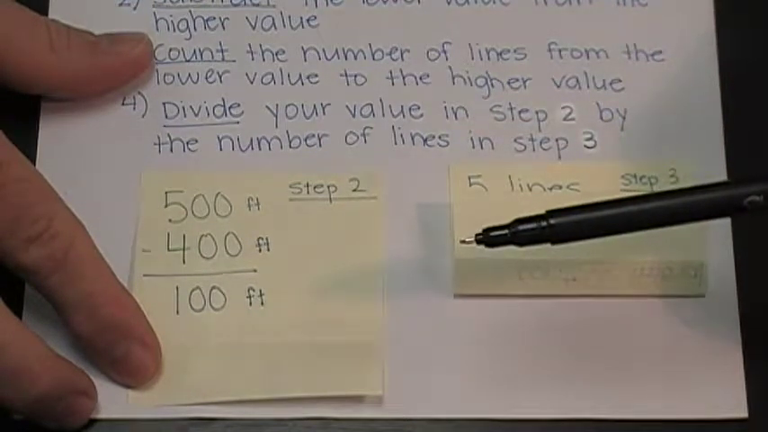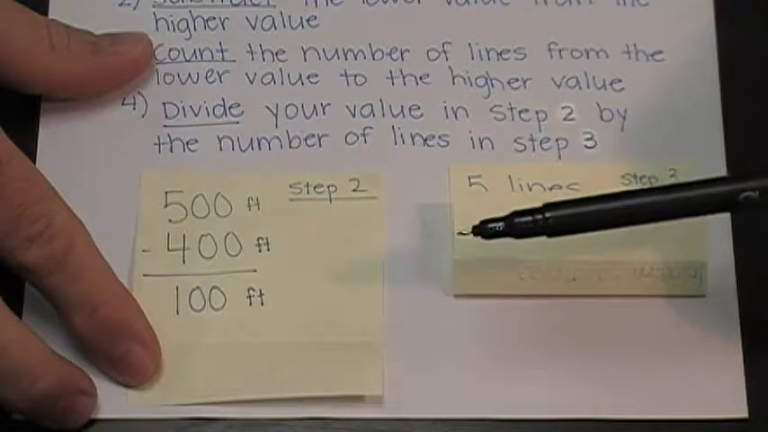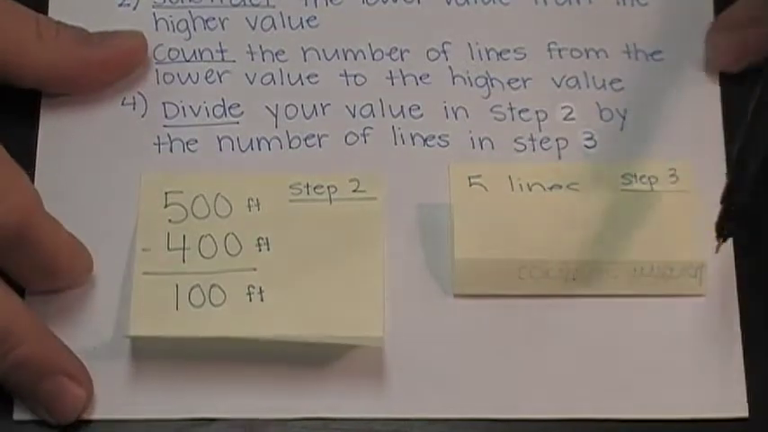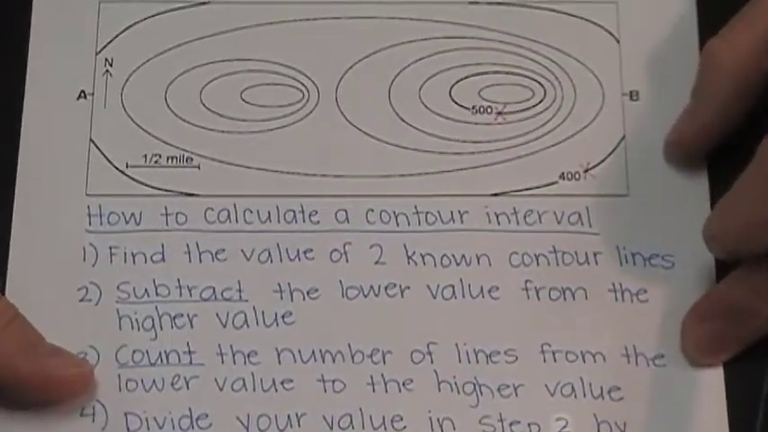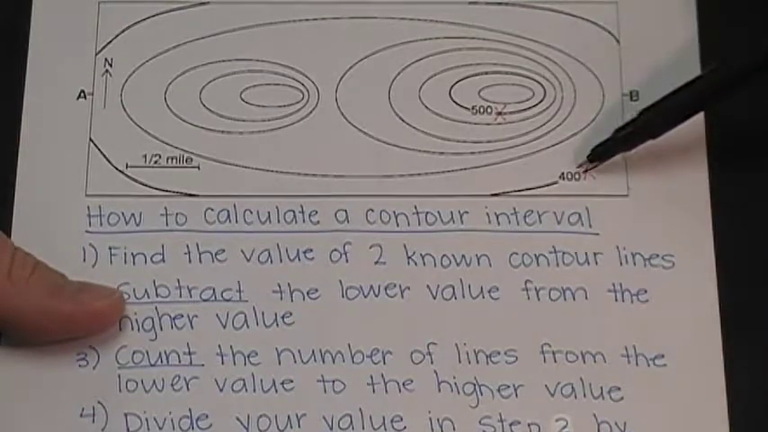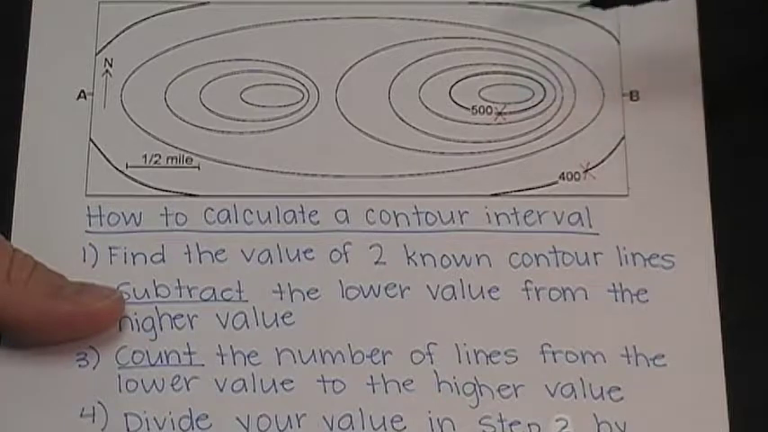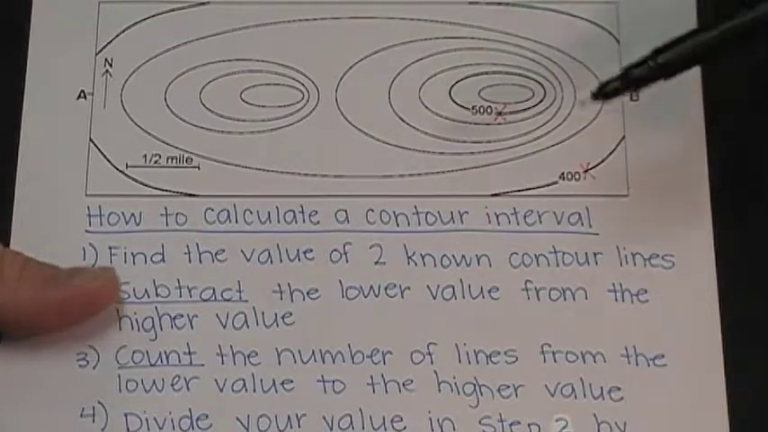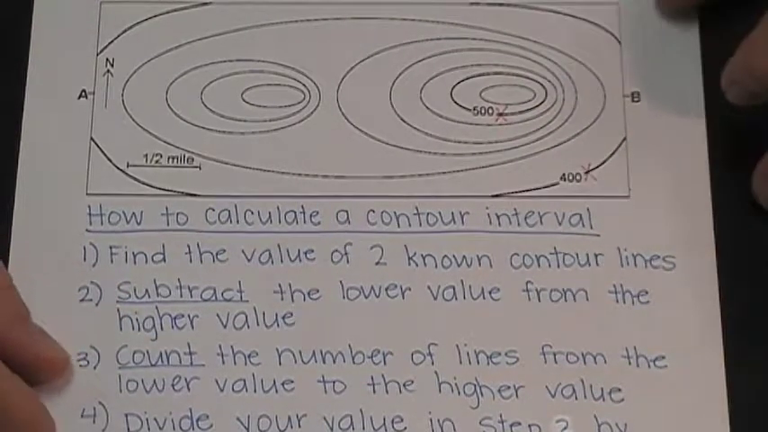Now, that is not the contour line interval. Okay? That is the amount that has changed. If we go back to our map, that is the amount that has changed across all these lines, 100 feet. What we're looking for is how much does each line change by. In order to do that, we have to look at step 3.